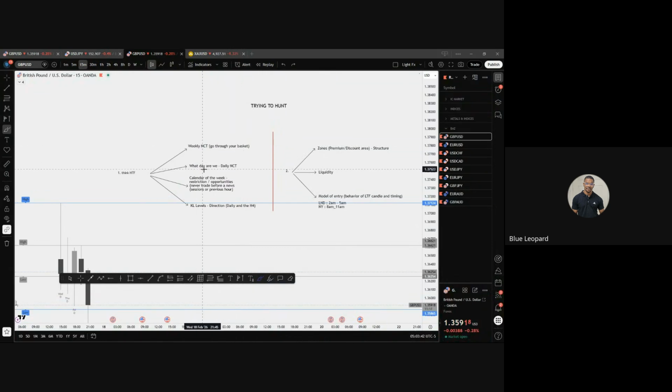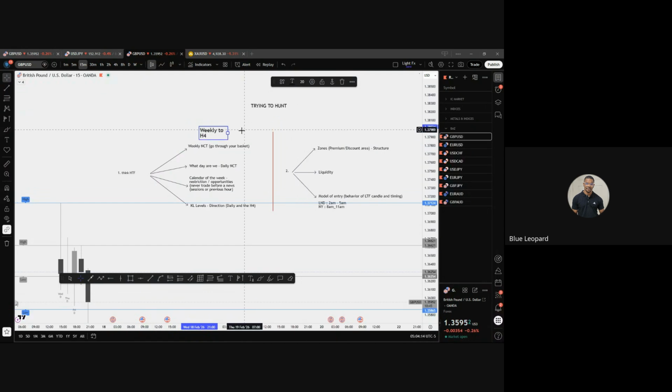I will go on the weekly first, then I will ask myself what day we are, and on the calendar I will look at the news, and then mark my key levels. And as soon as I have a rejection or a reaction on a key level, I will go now on H1 to look at my structure. So here it's a top-down analysis from weekly to H4, and you will understand your direction.